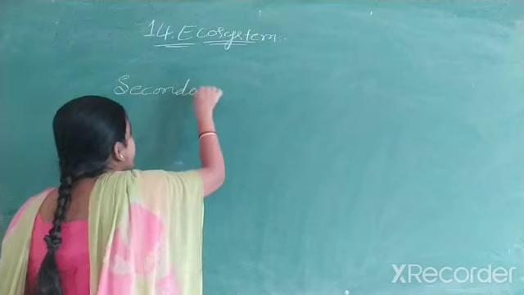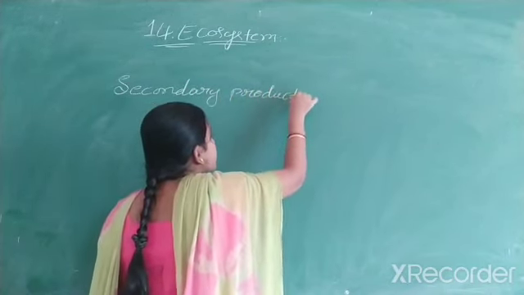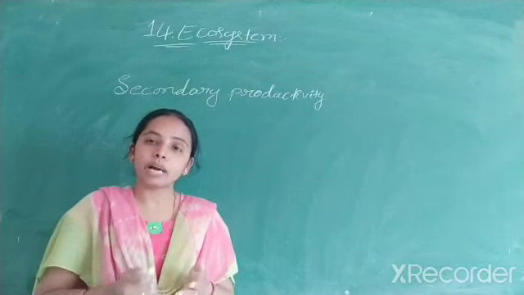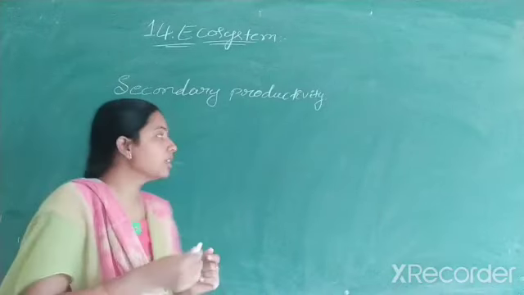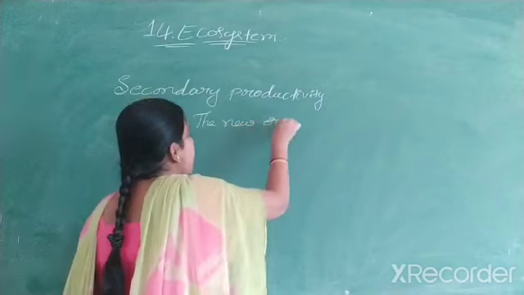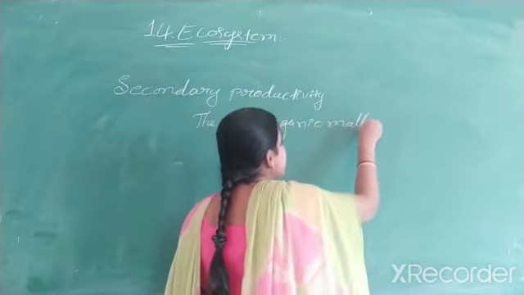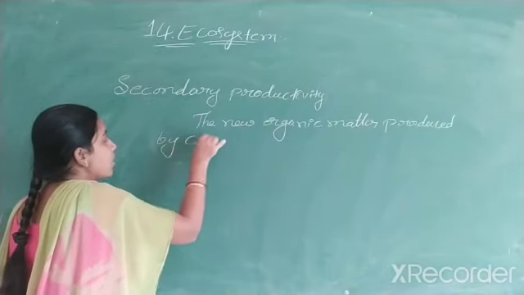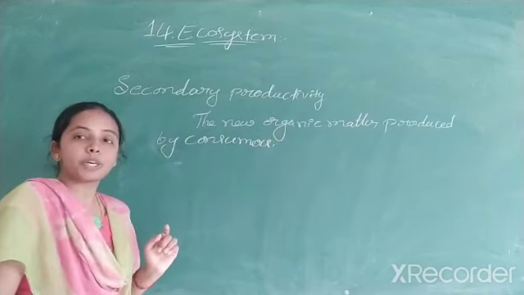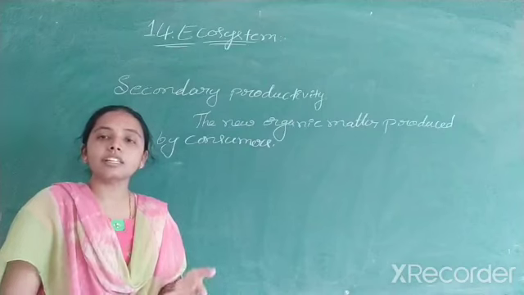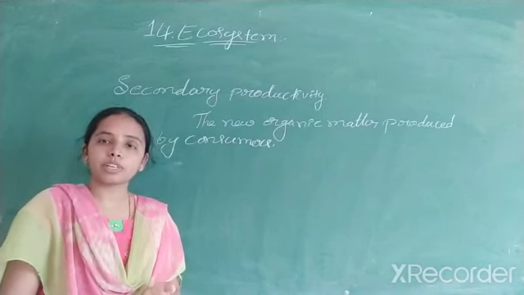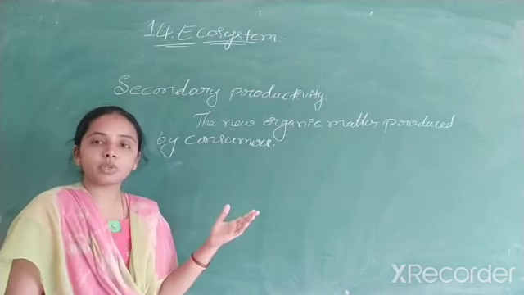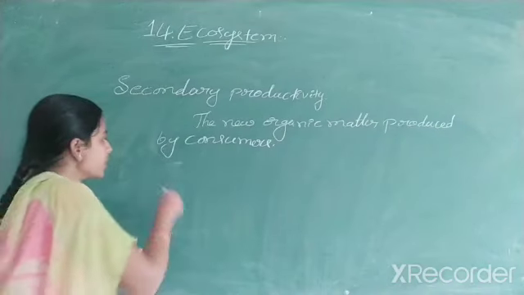Secondary productivity. What is meant by secondary productivity? The rate of biomass produced by the consumers. The new organic matter produced by consumers is called secondary productivity. So you should know what is meant by primary productivity and what is meant by secondary productivity. Secondary productivity is the rate of new organic matter produced by the consumers.